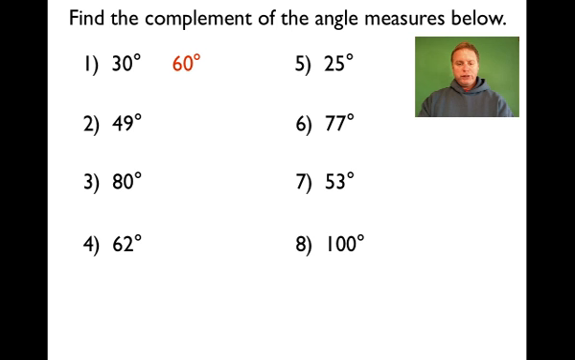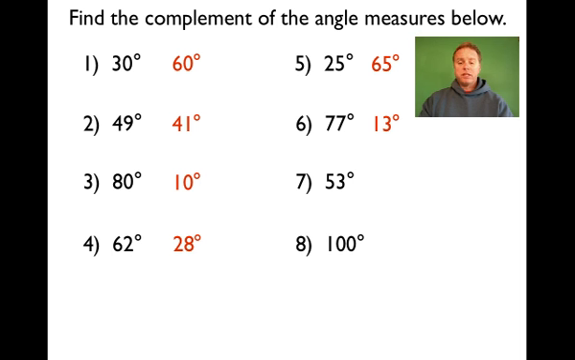Okay, so for number 2, 49 plus what equals 90? Well, 49 plus 41 equals 90, so those two are complementary. 80 plus what is equal to 90? 80 plus 10 is equal to 90, so 80 degrees and 10 degrees are complementary. For 62 degrees, the complement would be 28 degrees. 62 plus 28 equals 90. Number 5, 65 degrees. 25 plus 65 is 90.